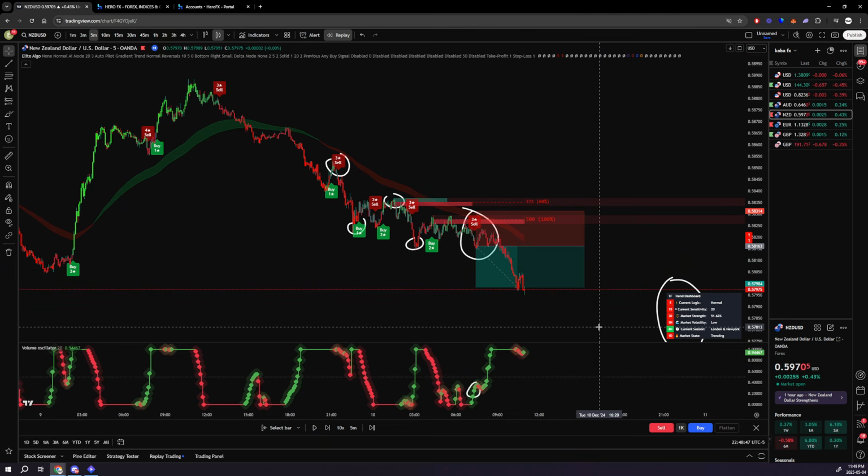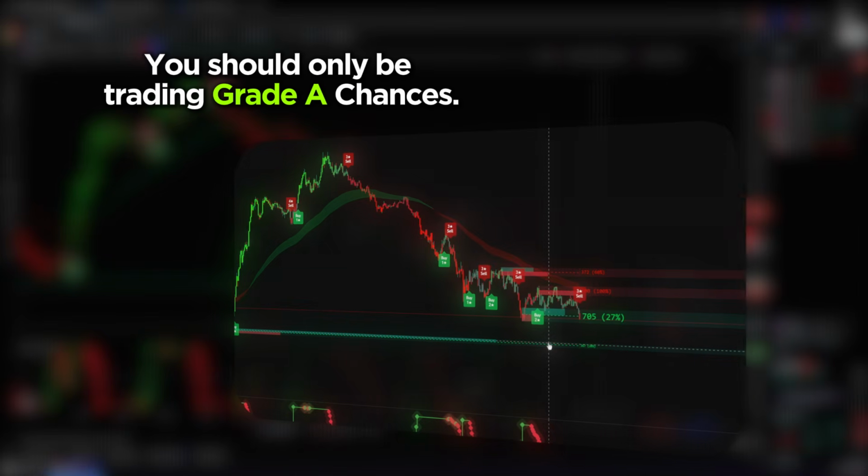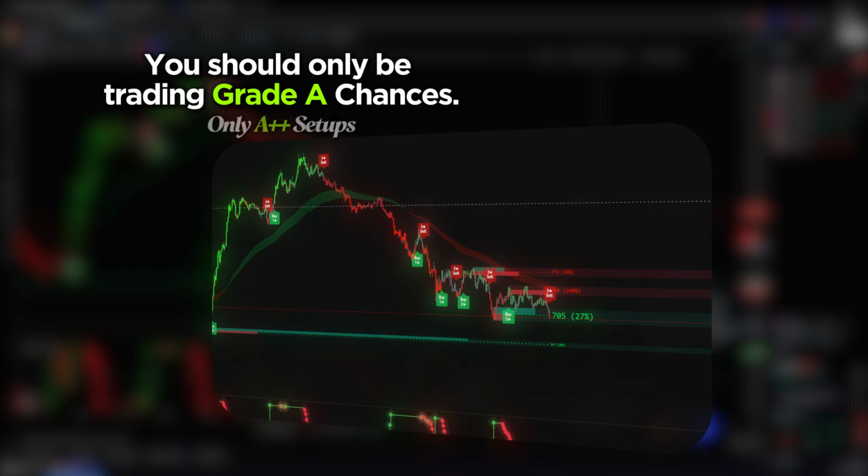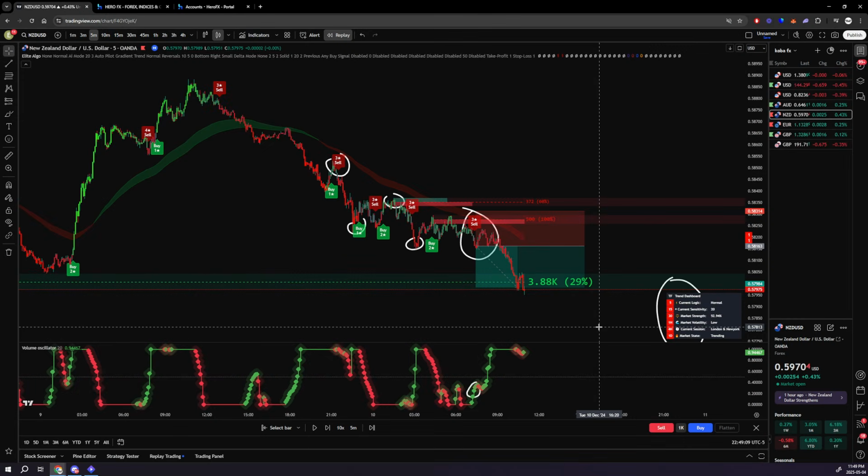Now, this is obviously all grade A chances, and the thing is, you should only be trading grade A chances. Only A++ setups. If you have 2 out of the 4 criteria, you should not trade. If you have 3 of the 4 criteria, you should most likely not trade. You should always wait for the entire setup plan to actually happen before you decide to take the trade. And that's how you're going to become a successful trader, when you're trading completely based off your strategy and logic, and not emotion.